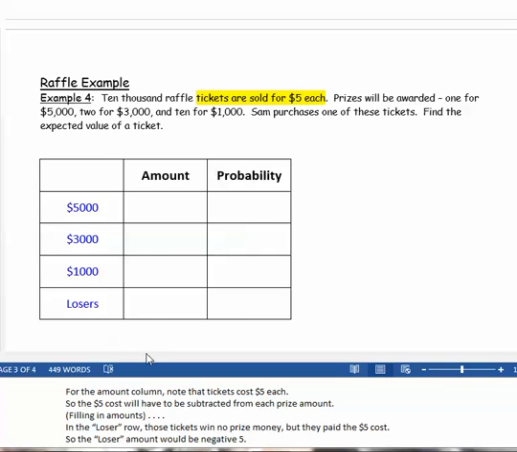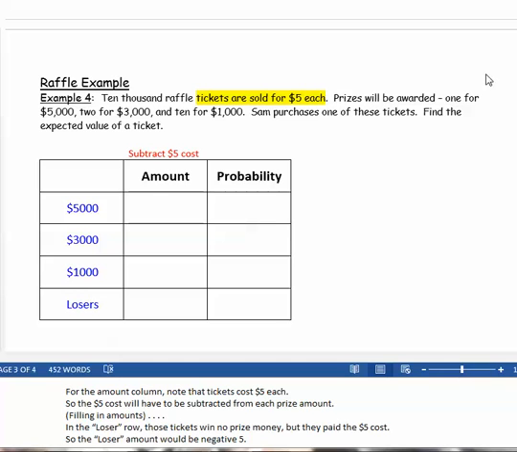For the amount column, note that tickets cost $5 each. So that $5 cost will have to be subtracted from each of these prize amounts. For the $5,000 prize, the amount would be $5,000 minus the $5 cost, so $4,995. For the $3,000 prize, $3,000 minus 5 would be $2,995. $1,000 minus 5, $995. Then the losing tickets, those tickets win no prize money, but they paid the $5 cost, so the loser amount would be negative $5.